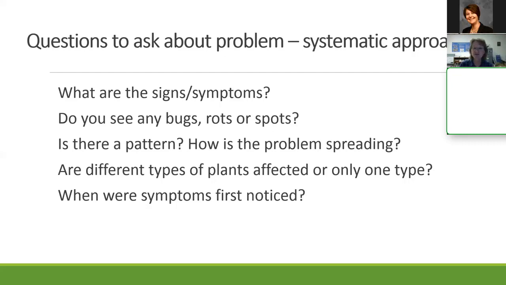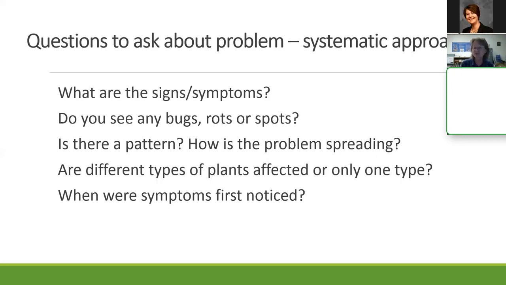Is it top down on the plant, which usually indicates a root issue? Is it from the bottom up? Like with tomatoes, that's frequently going to indicate a disease issue, a fungal disease issue. And how is the plant spreading? Is the problem spreading from plant to plant? Is it only affecting that one plant? Is it spreading rapidly? And are different types of plants affected?